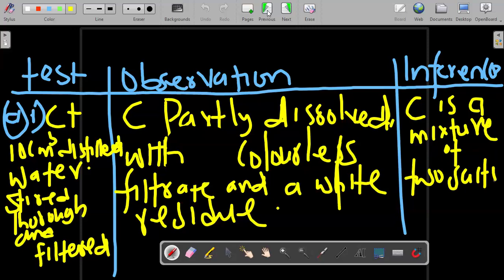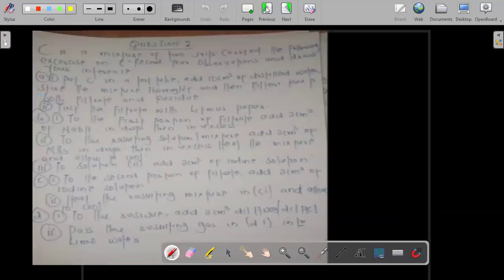So let's go to Roman figure question B. We have done with A now. Now it says, to the first portion of... okay, what you write here, don't write filtrate. Change it to solution C. Remove the filtrate. So: to the first portion of solution C, add 2 cm cube of sodium hydroxide in drops and then in excess. Change it to the first portion of solution C.